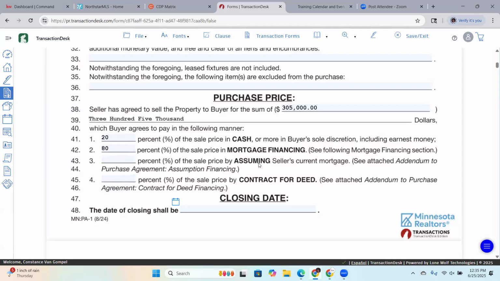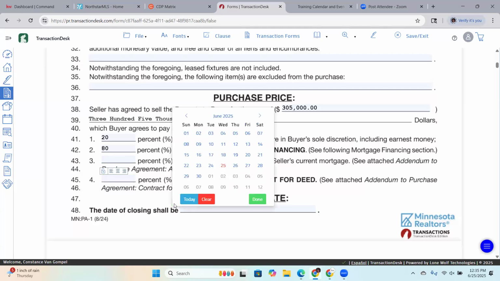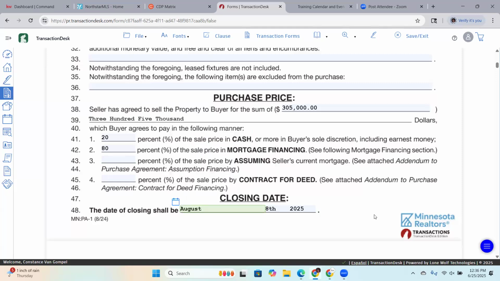If they are assuming, there will probably be more of these around, because I think back about 4 years ago when interest rates were really low, a lot of those mortgages are assumable. So the percentage that they're assuming. If they're doing a contract for deed, we don't see a whole lot of those around, but they are there. And then your closing date. Just make sure that you are giving enough time for the lender to complete the paperwork, their end of it, okay? So we're going to go to August 8th for our closing date.